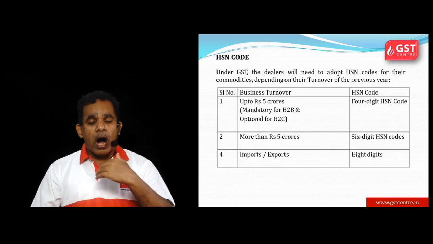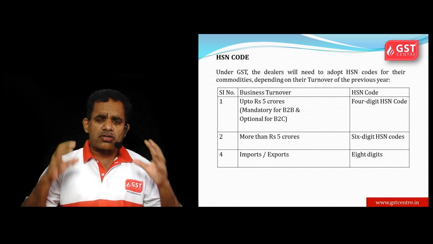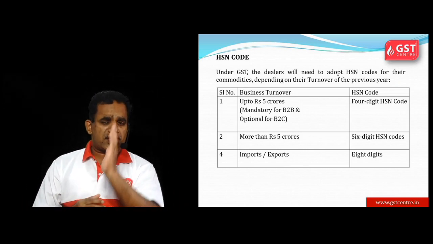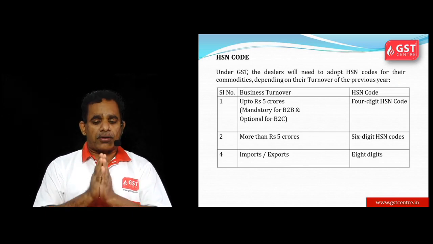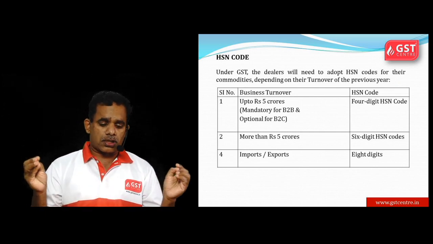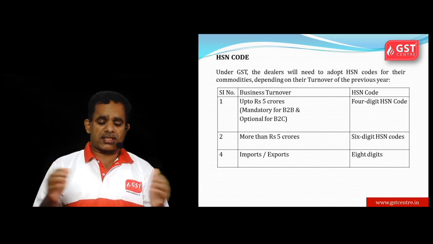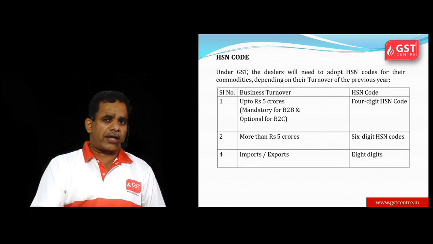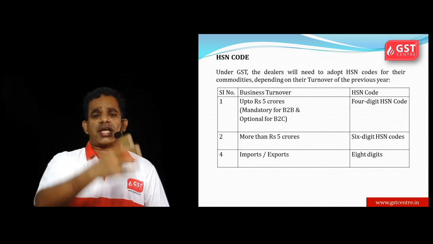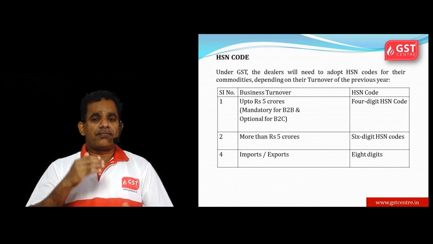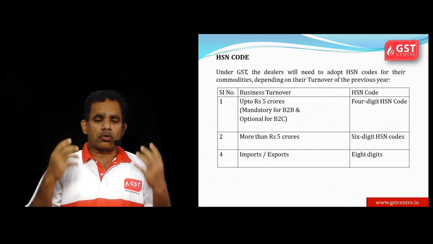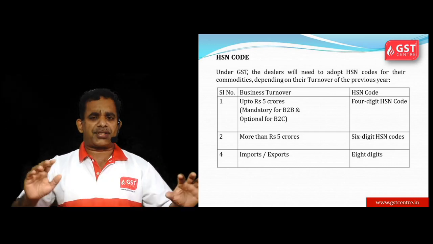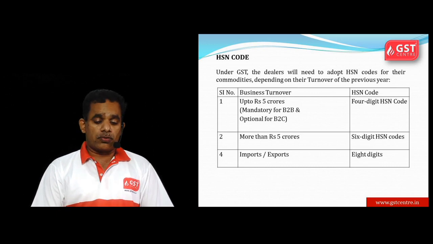Then how to use this HSN code? It is based on turnover. If your business turnover is below rupees 5 crores, a 4-digit HSN code should be used, which is mandatory for B2B transactions and optional for B2C transactions. If your turnover is more than rupees 5 crores, you have to use a 6-digit HSN code. And if you are dealing in goods for imports or exports, then all 8 digits should be used.